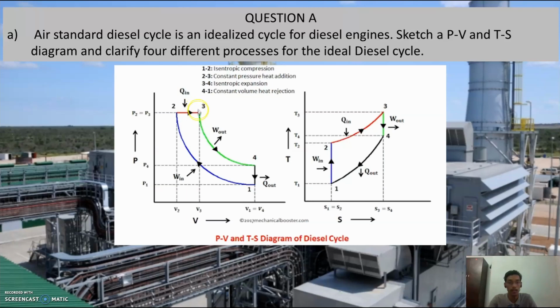Let's move on to process 3 until 4, which is called isentropic expansion. After the combustion process, the exhaust gas expands. This process is an isentropic expansion process. Lastly, process 4 until 1 is called constant volume heat rejection. After the expansion process, the exhaust valve opens. This results in a sudden drop of pressure inside the engine cylinder. This process is a constant volume heat rejection process.